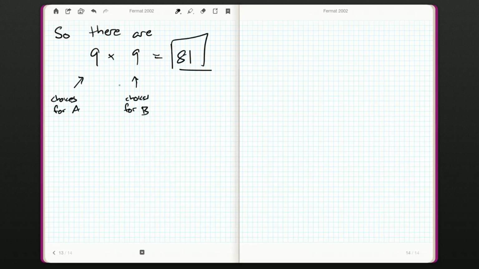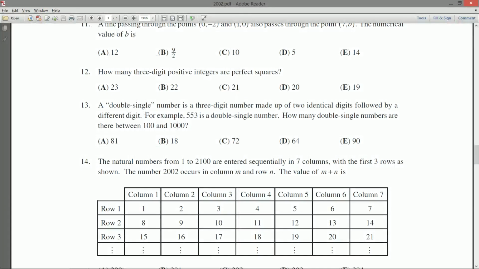answer of 81. Now, if we hadn't realized that B can be 0, just because A can't be 0 doesn't mean B can't be 0, we would have had an 8 here, and we would have gotten an answer of 72. And 72 is one of the possible answers. So hopefully you didn't get tripped up on that, although if you did, hopefully now you understand why the answer is actually A, 81.